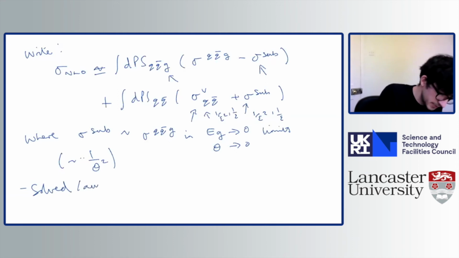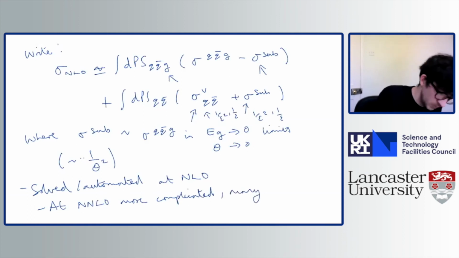That's just a very, very brief flavor of how this works. Of course, I'm skipping out a lot of the details. It's really solved and automated at NLO. And at NNLO, things become more complicated, but there are different solutions on the market. But it's certainly one of the big complications. Many methods to do this on the market.